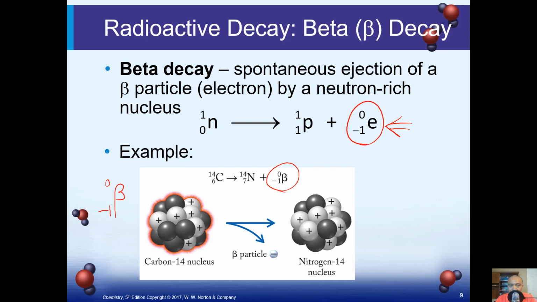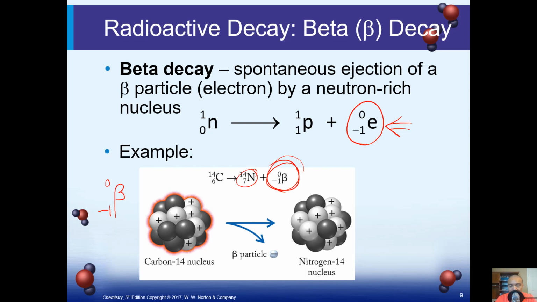For example, a carbon-14 nucleus contains 8 neutrons and 6 protons, having a neutron-proton ratio greater than 1:1, which places it above the band of stability. This neutron-rich nucleus undergoes beta decay, as illustrated, to yield nitrogen-14, which has 7 protons and 7 neutrons. At the same time, it releases a beta particle, or an electron.